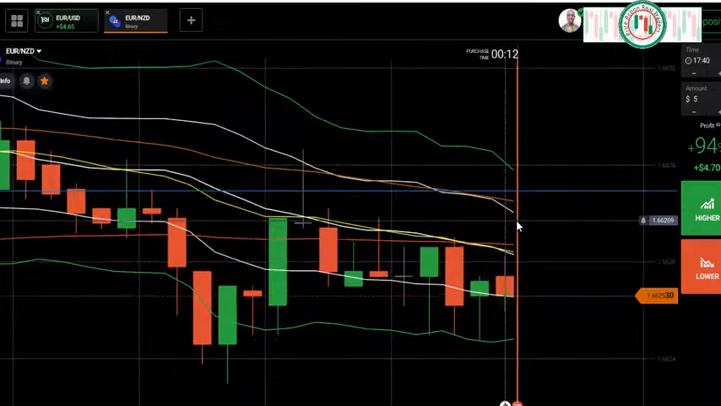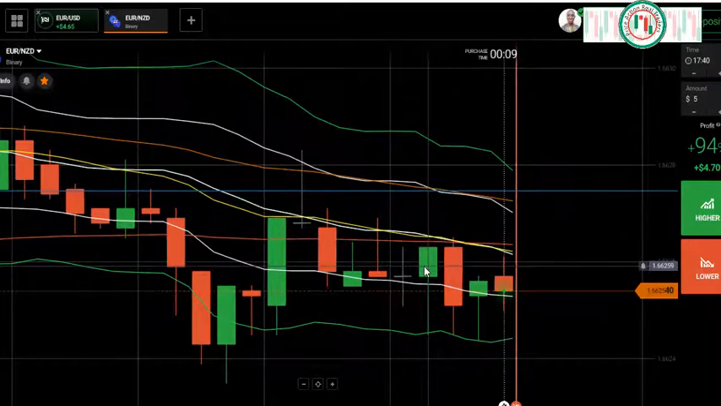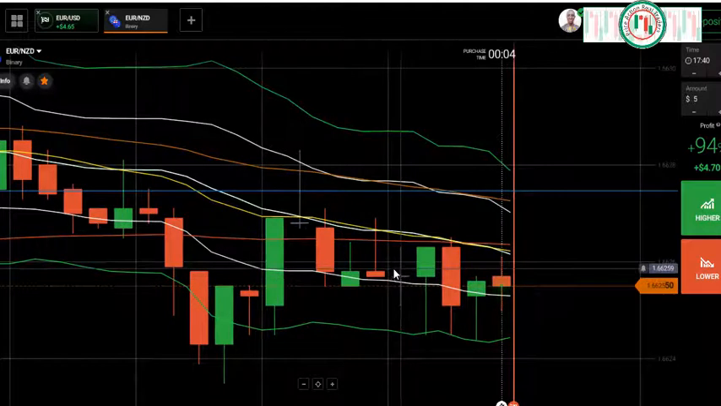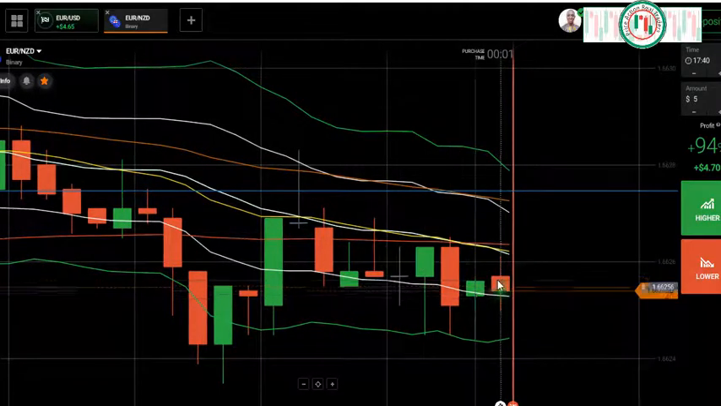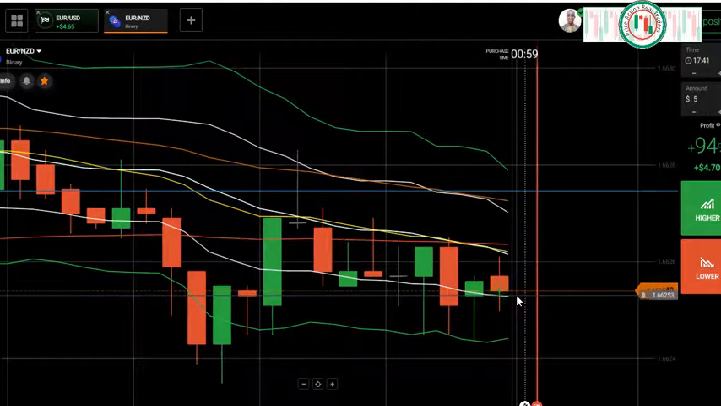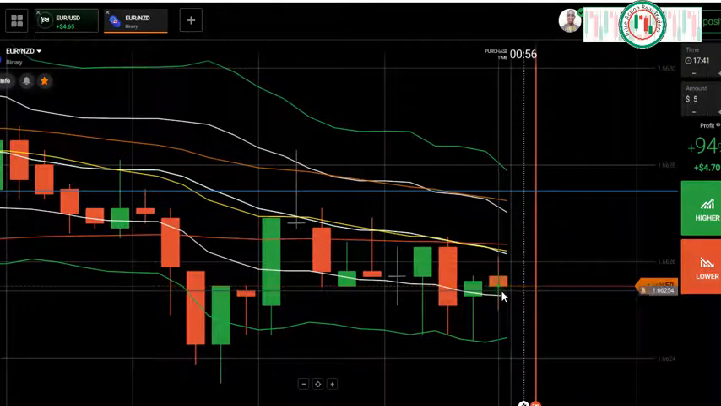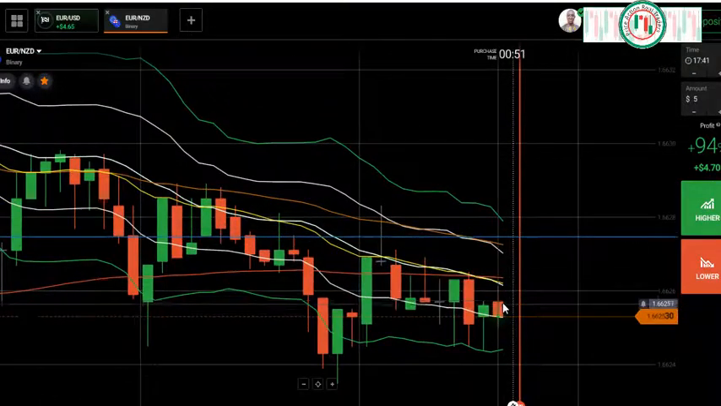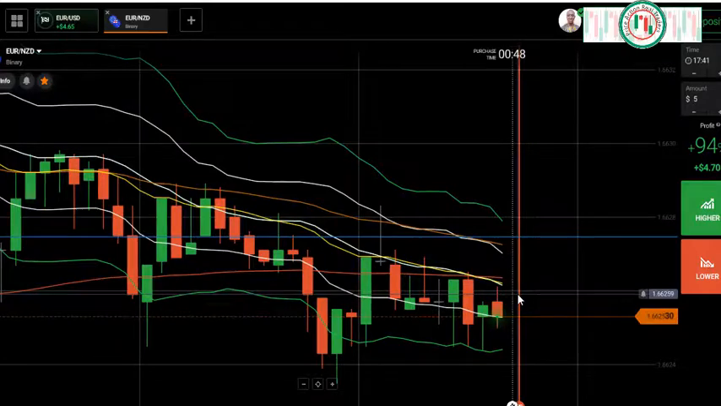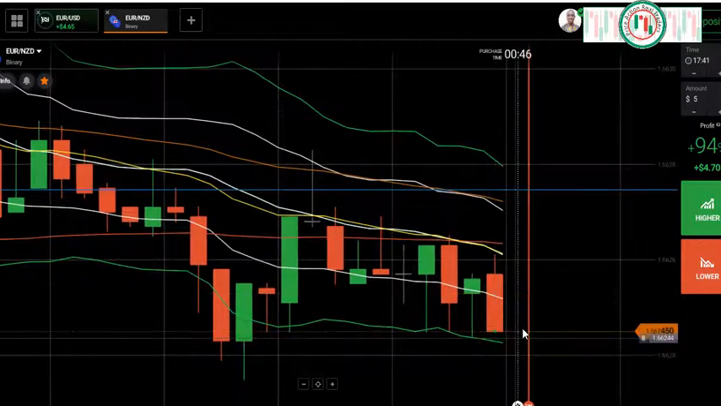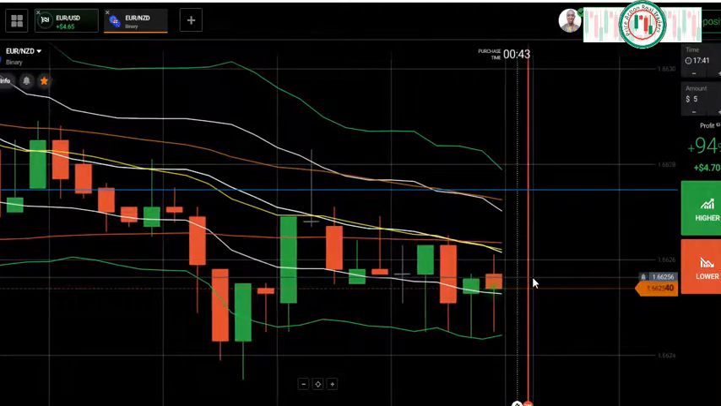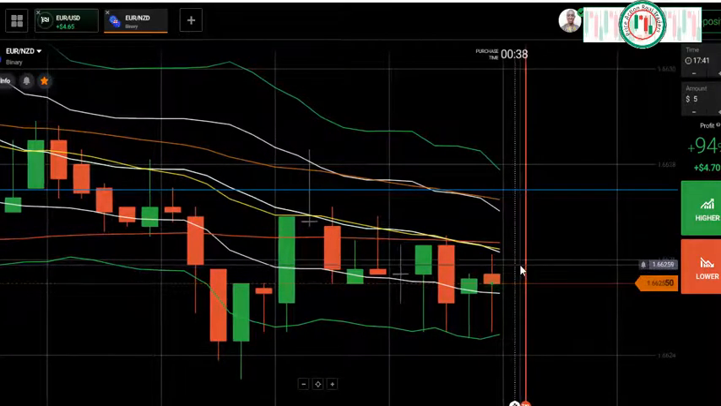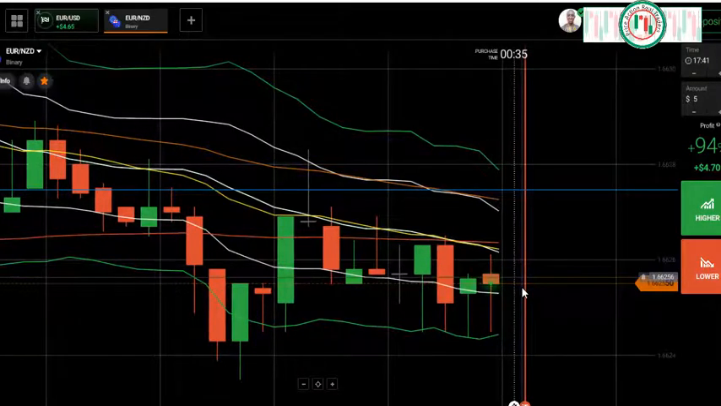Here is also ranging, but here is red, green, red, sorry, green, red, green, red. So the next candle will be green. Yes, the next candle must be green, a green candle. So let's wait to see what will happen. I'm waiting for the next candle.